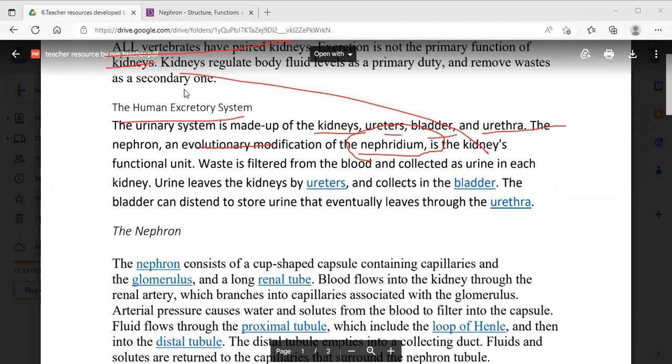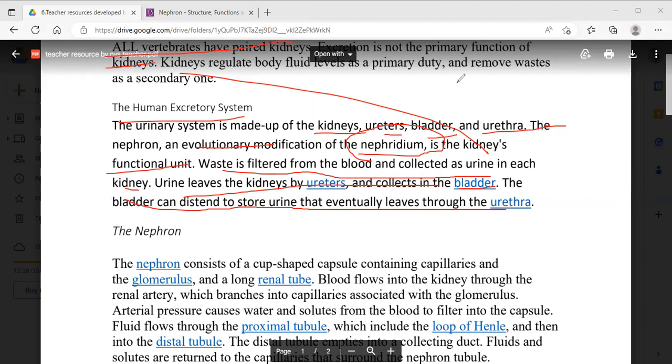So that is the structure we know. Kidneys have evolved in higher organisms, and nephrons are the functional unit of the kidney. Waste is filtered from the blood and collected as urine in each kidney. Urine leaves the kidney by the ureter and collects in the bladder. The bladder can distend to store urine, which eventually leaves through the urethra.